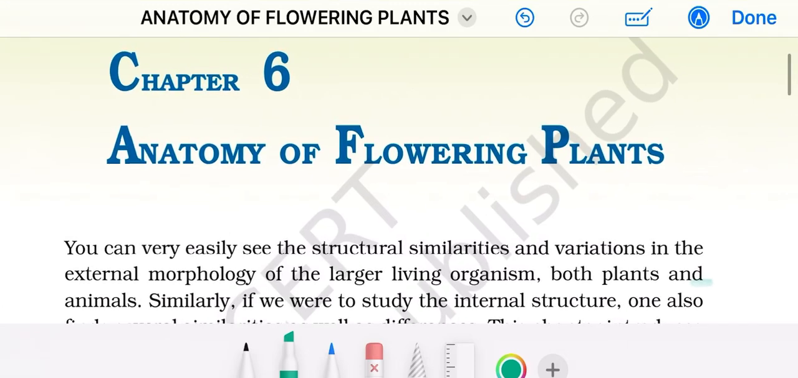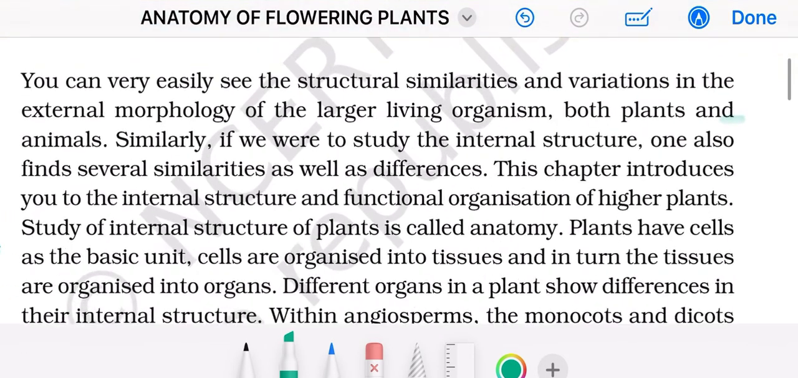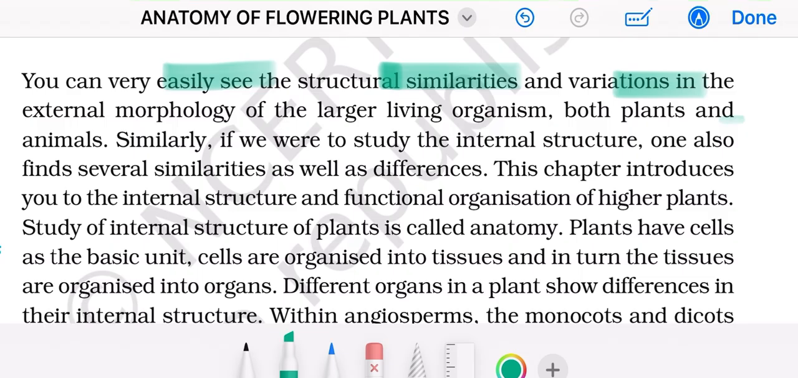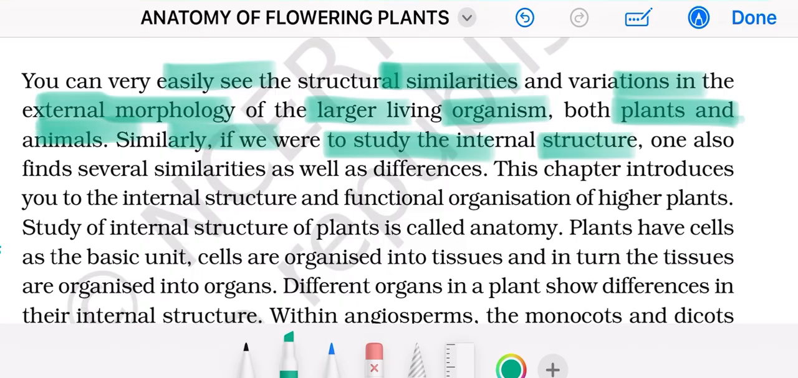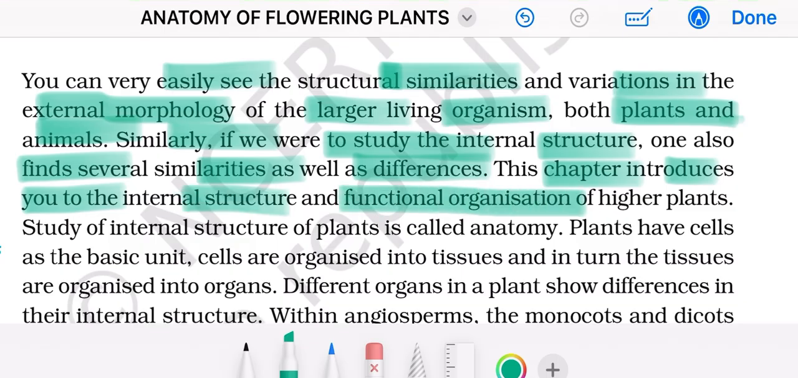We are going to start with chapter number 6 of class 11th, Anatomy of Flowering Plants. You can very easily see the structural similarities and variations in the external morphology of larger living organisms, both plants and animals. Similarly, if we were to study the internal structure, one also finds several similarities as well as differences. This chapter introduces you to the internal structure and functional organization of higher plants.